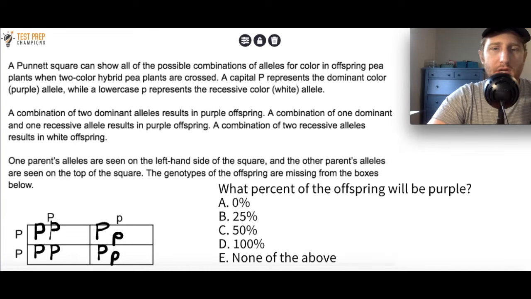Okay, so the next question is using the same information, and now the question says, what percent of the offspring will be purple?